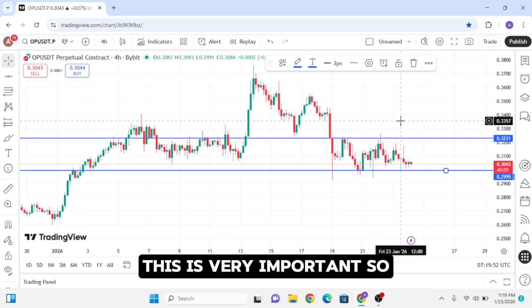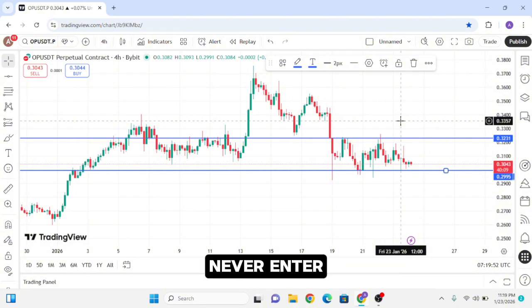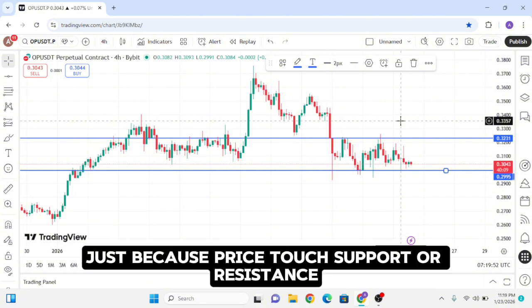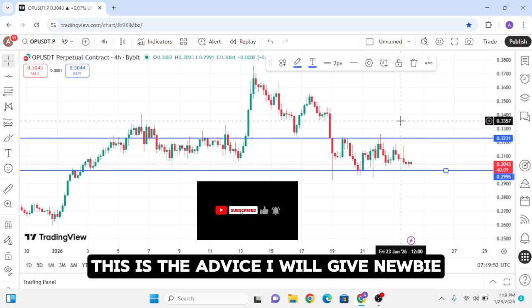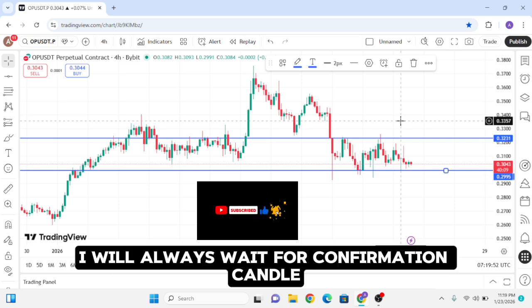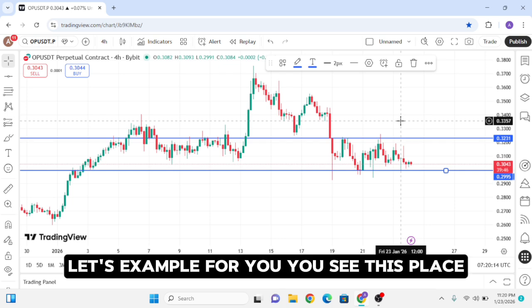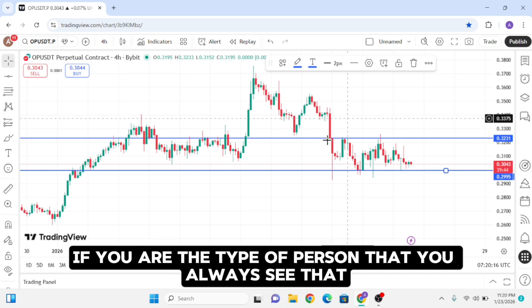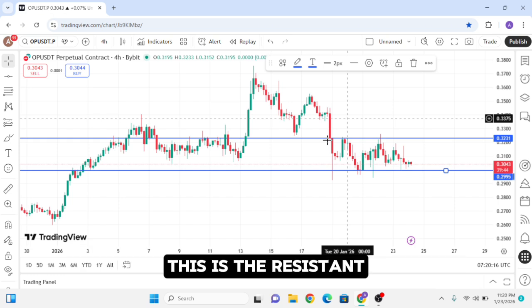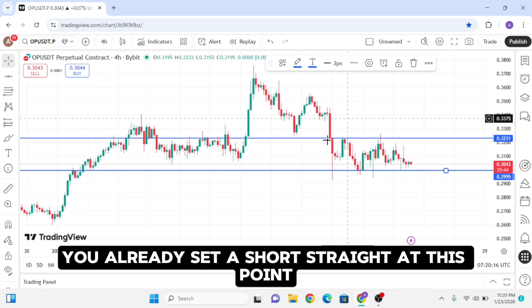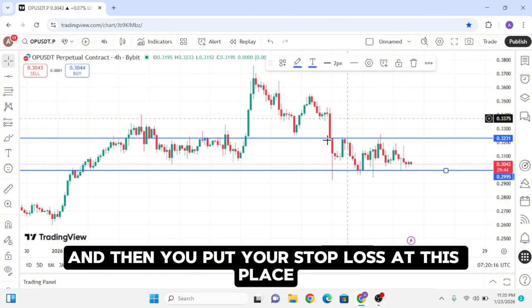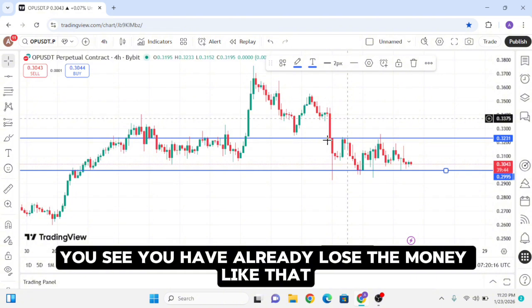This is very important. So never enter just because price touches support or resistance. This is the advice I will give newbies. I will always wait for a confirmation candle. So let's take an example. You see this place. If you are the type of person that always sees this as the resistance, you already set a short trade at this point, and then you put your stop loss at this place. You see you have already lost the money like that.